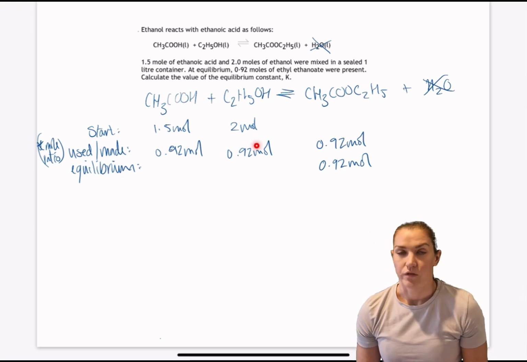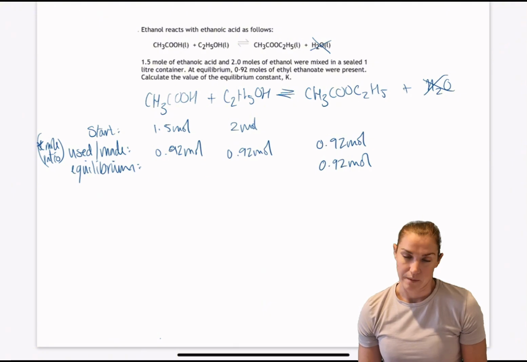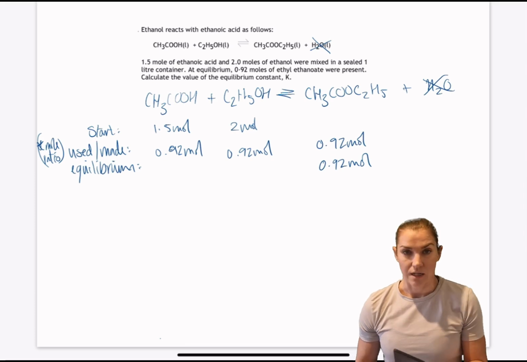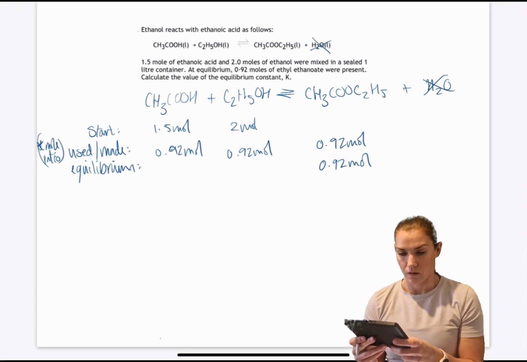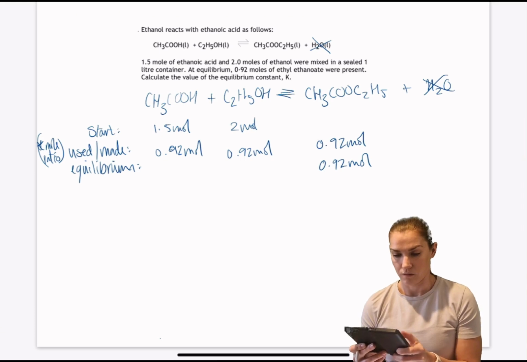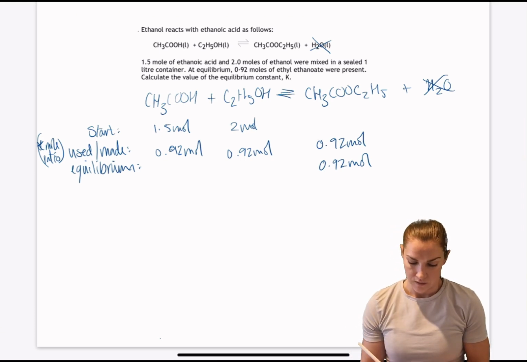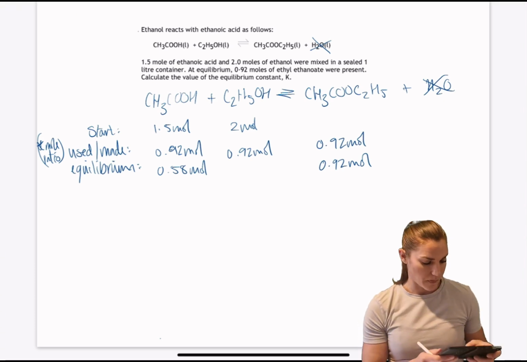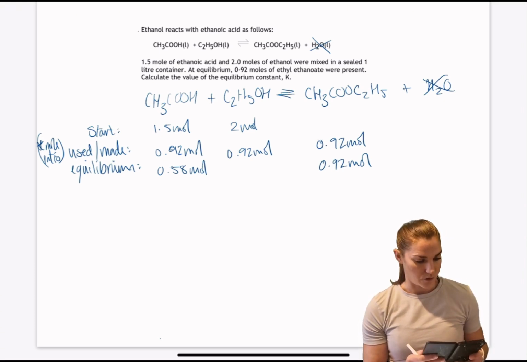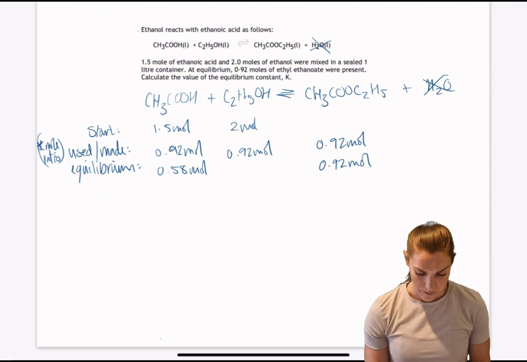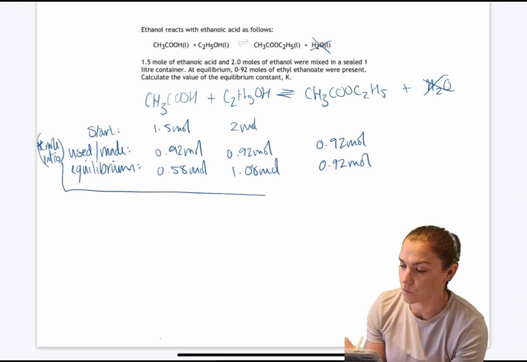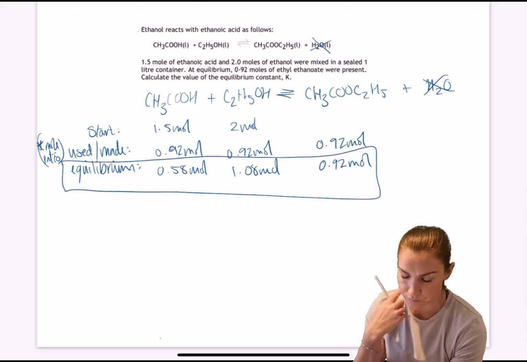To then work out how much of the reactants we had at equilibrium, that's essentially working out how much we've got left, so we just need to subtract. So if we do 1.5 take away 0.92, we get 0.58. So that's how much of that reactant was left at equilibrium. And then for the ethanol, we would do the 2 moles minus 0.92. Could probably do this in my head, but I'm not going to take any risks. And then that would be 1.08 moles for that one. Okay, now we know what all the concentrations of things are at equilibrium.